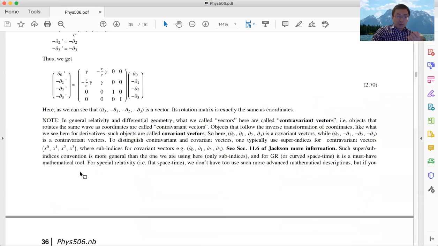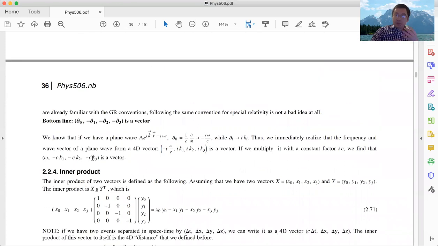Once we realize this is a 4D vector, we can immediately write down its Lorentz transformation. It's exactly the same as coordinates. In your homework this week, you will utilize the fact that this is a 4D vector, so it follows the same Lorentz transformation as coordinates, to prove a couple of conclusions.